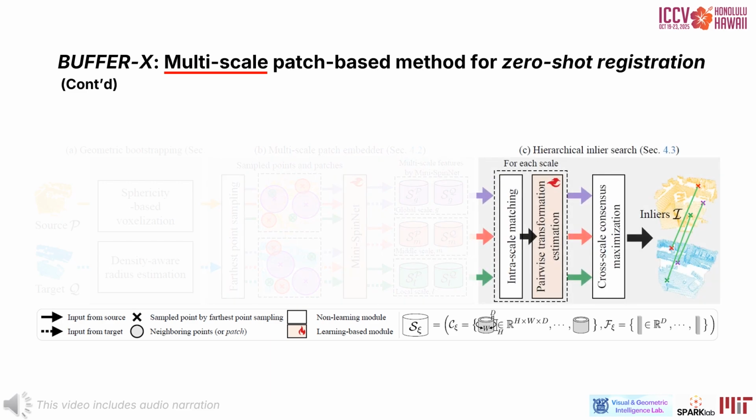Finally, BufferX performs intra-scale matching to find initial correspondences within each scale, followed by cross-scale consensus maximization to refine correspondences for more accurate pose estimation.